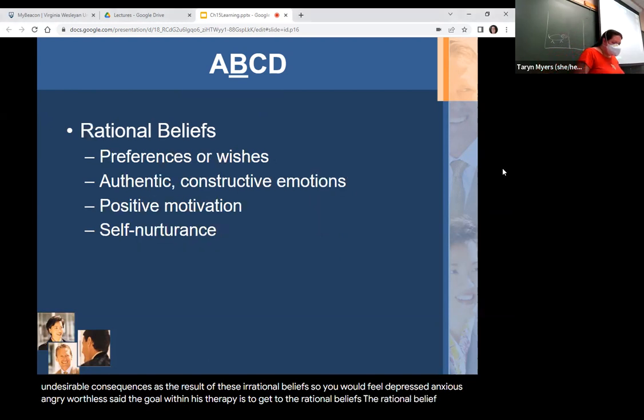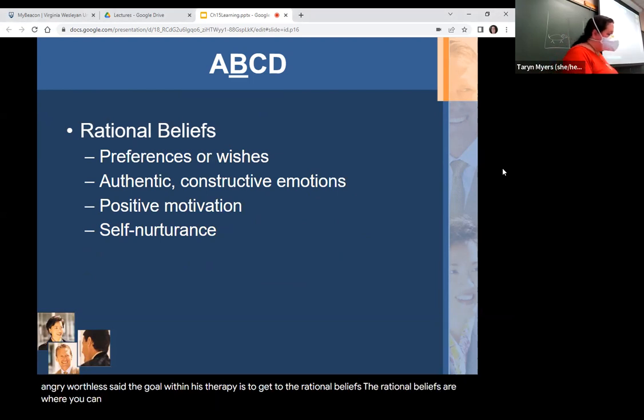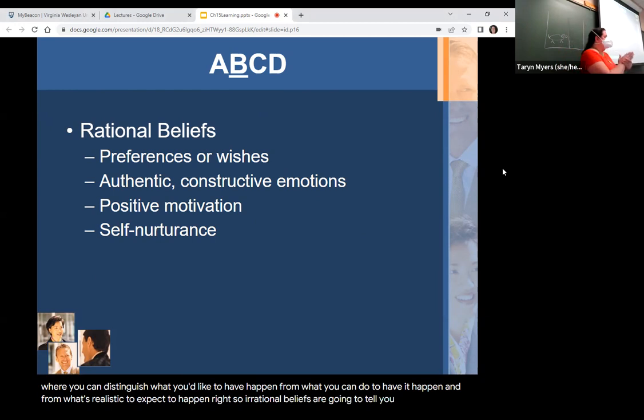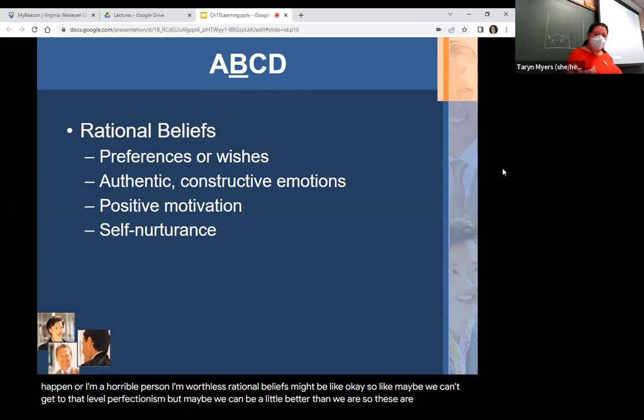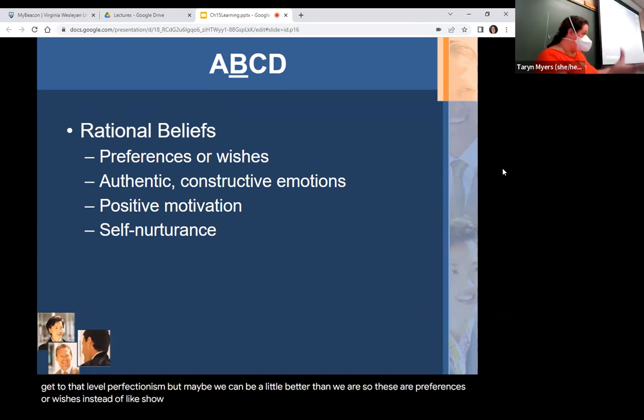The rational beliefs are where you can distinguish what you'd like to have happen from what you can do to have it happen, and from what's realistic to expect to happen. Right? So irrational beliefs are going to tell you, this has to happen or I'm a horrible person. I'm worthless. Rational beliefs might be like, okay, so maybe we can't get to that level of perfectionism, but maybe we can be a little better than we are. So these are preferences or wishes instead of shoulds and musts.